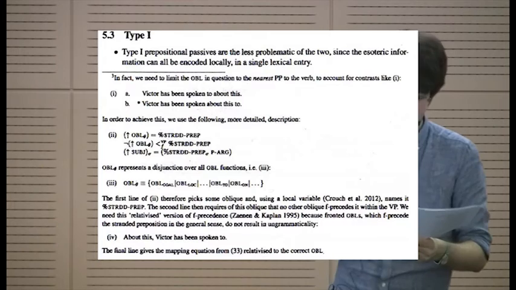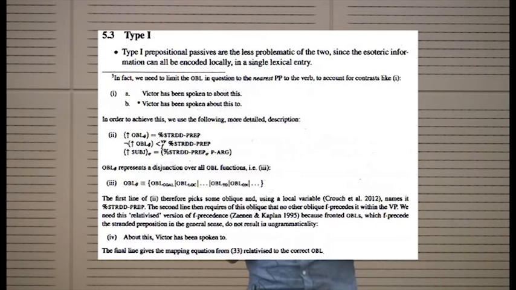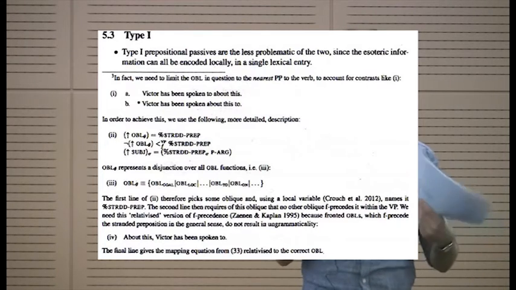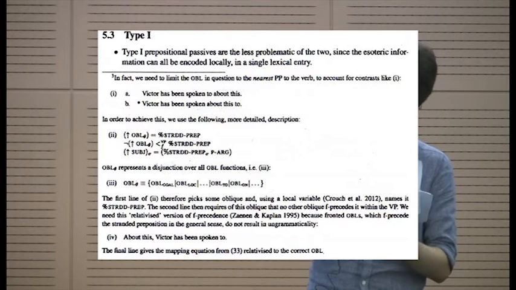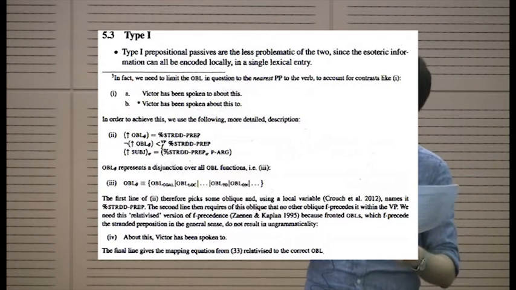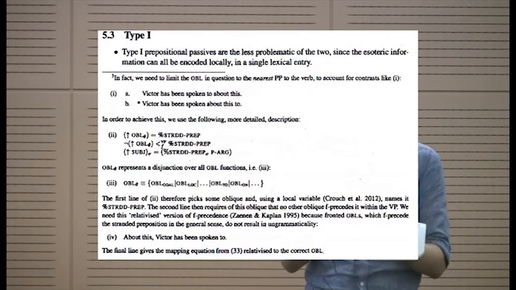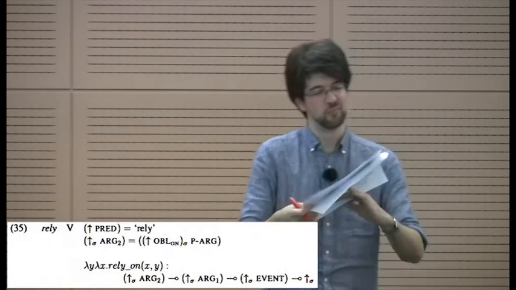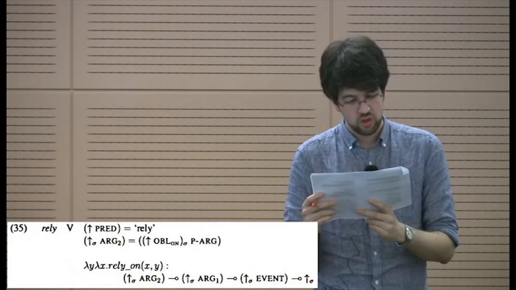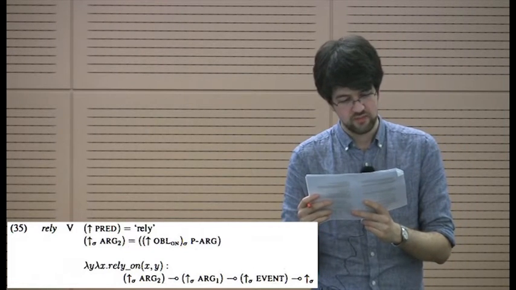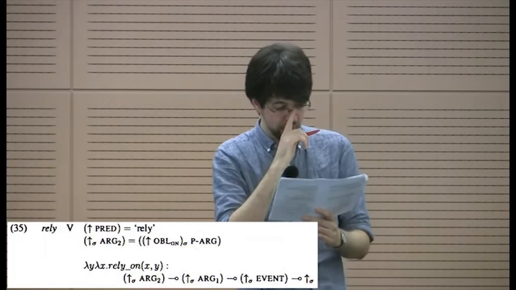So how does this kind of play out? Well, for the type ones, the things where we have this kind of esoterically selected preposition, what I suggest is that really we just have, now I've gone out of order, what you have on page 9, wherever that may be, it's not where I thought it was, there we go. We have in 35 the kind of lexical entry for rely.